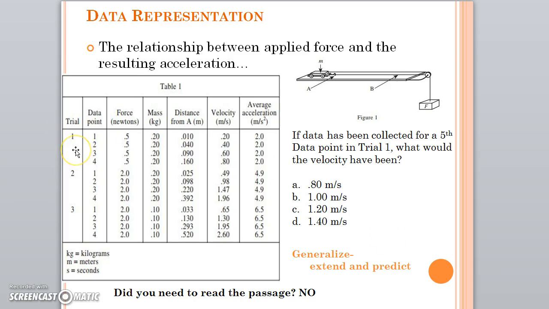So we go to trial 1. We're looking for data point 5. We don't have one. We have data point 4, and we're looking for velocity. So we head over to velocity. We notice the pattern, point 2, point 4, point 6, point 8. What should then be the correct answer? The correct answer should be B, 1 meter per second. We're extending following the pattern. Did you have to look at figure 1? Nope, did not have to look at figure 1 or read. See how quickly we can do a question in data representation?